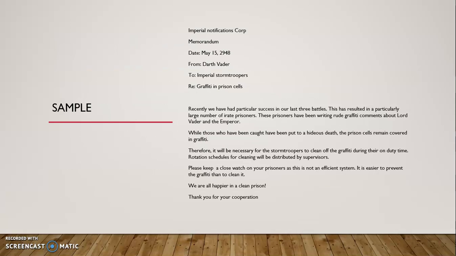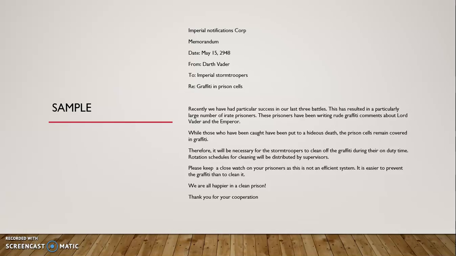Here is one sample of a memo, so you could see what it would look like. The N in notification should be capitalized. So the top line, this is something that would not have letterhead, so you've got the company name at the top, memorandum, you've got the date, from, to, and the reason: we've had a particular success in our last 3 battles. This is from Darth Vader to the Imperial Stormtroopers.